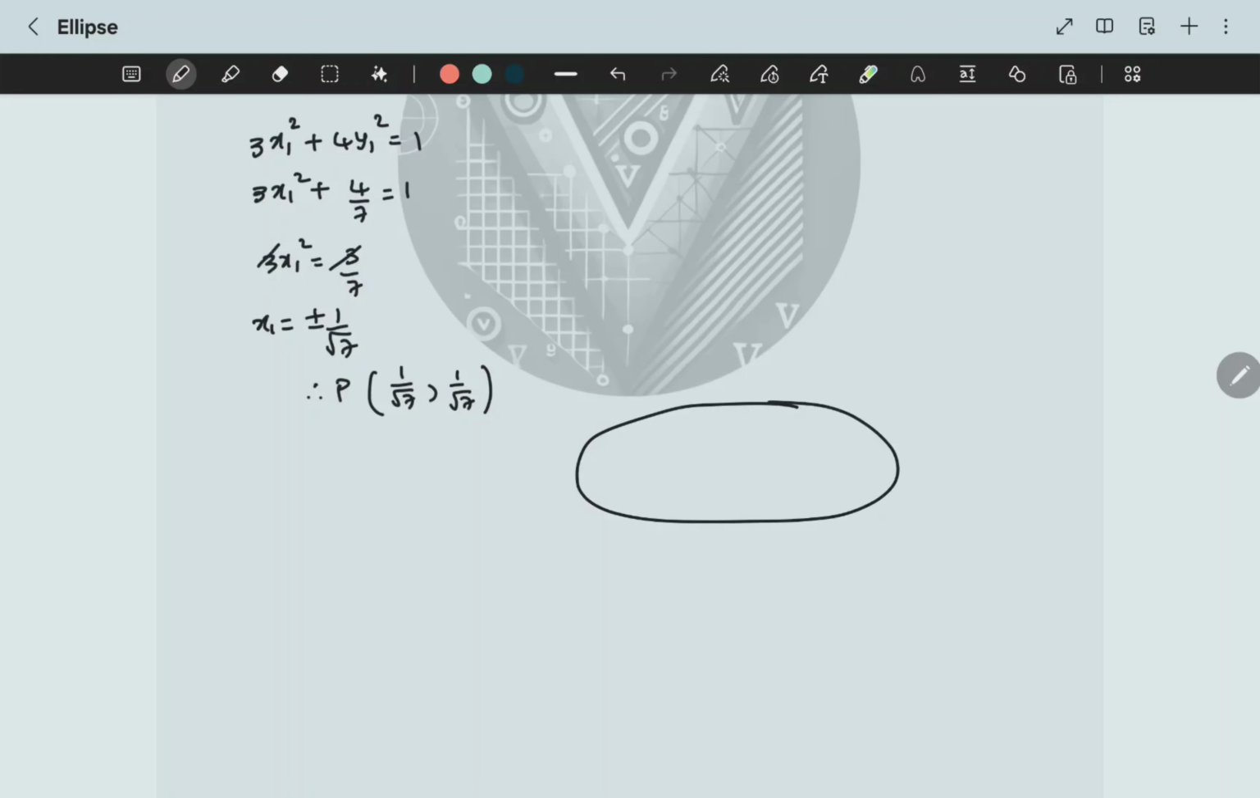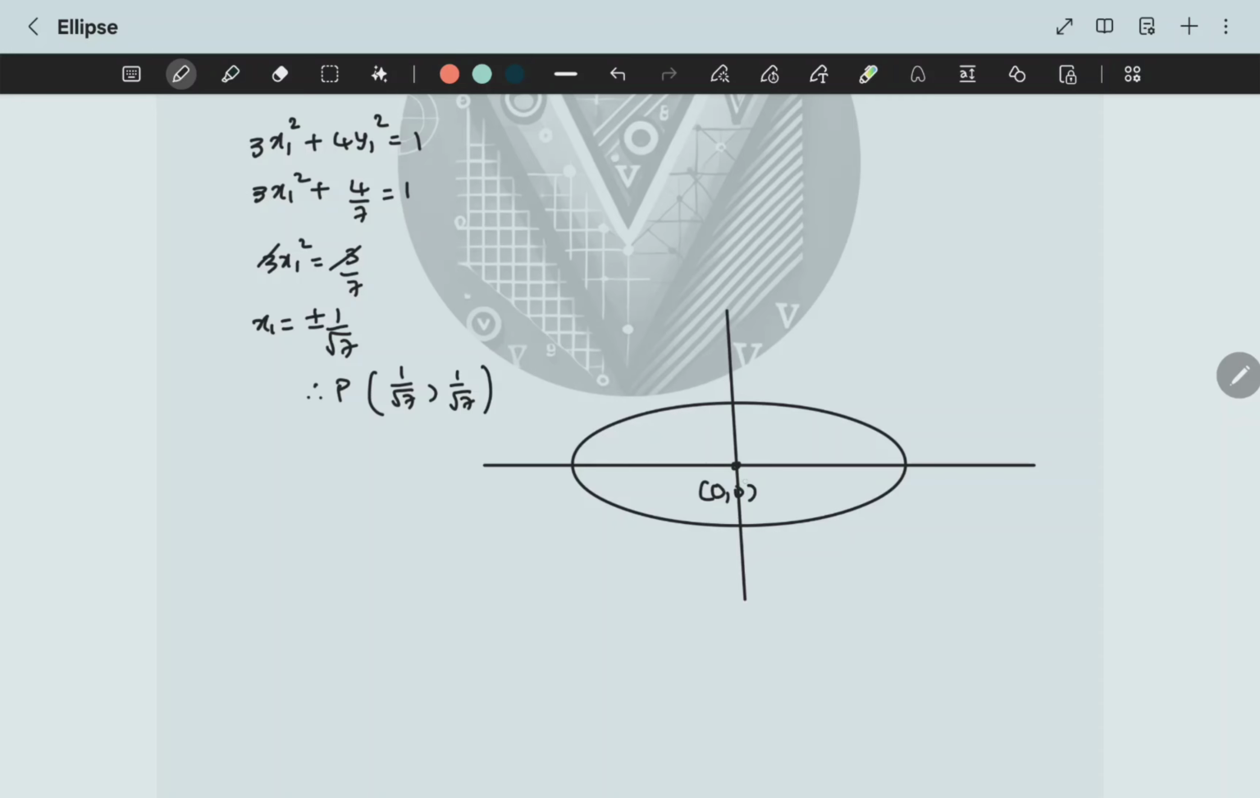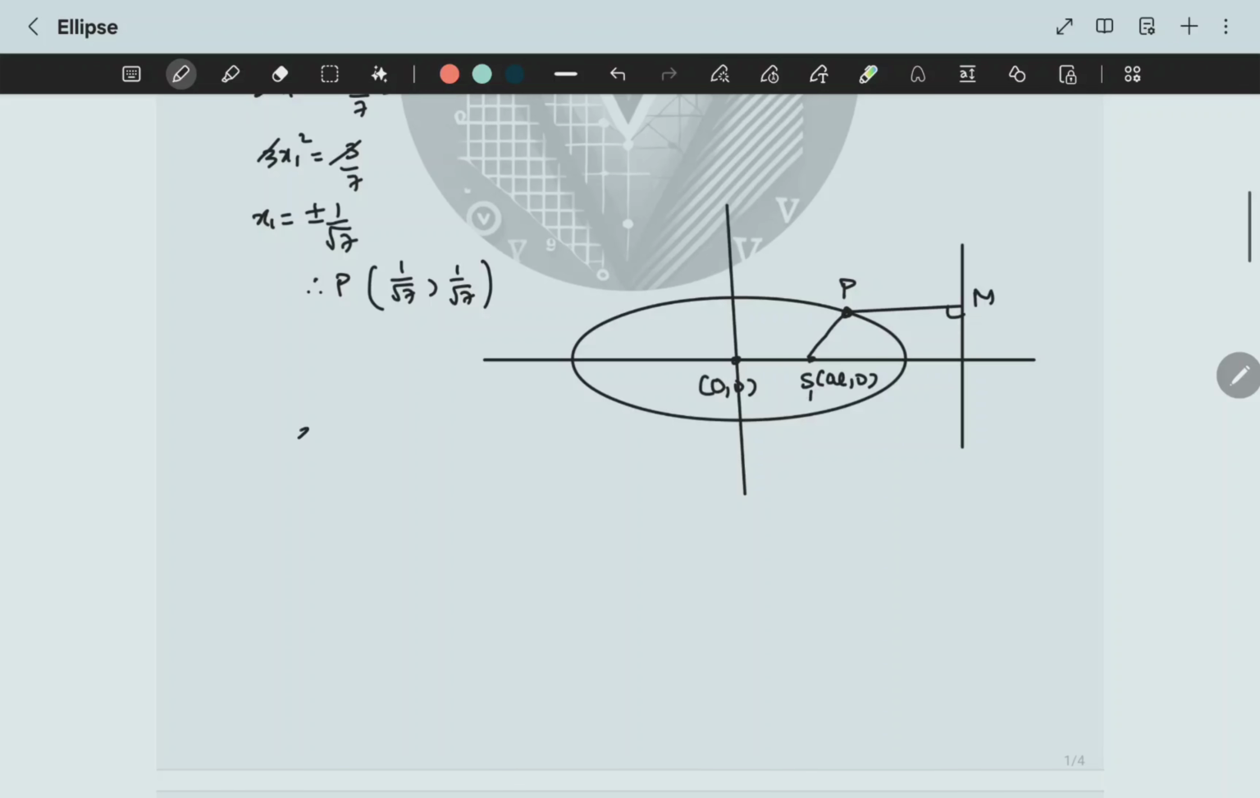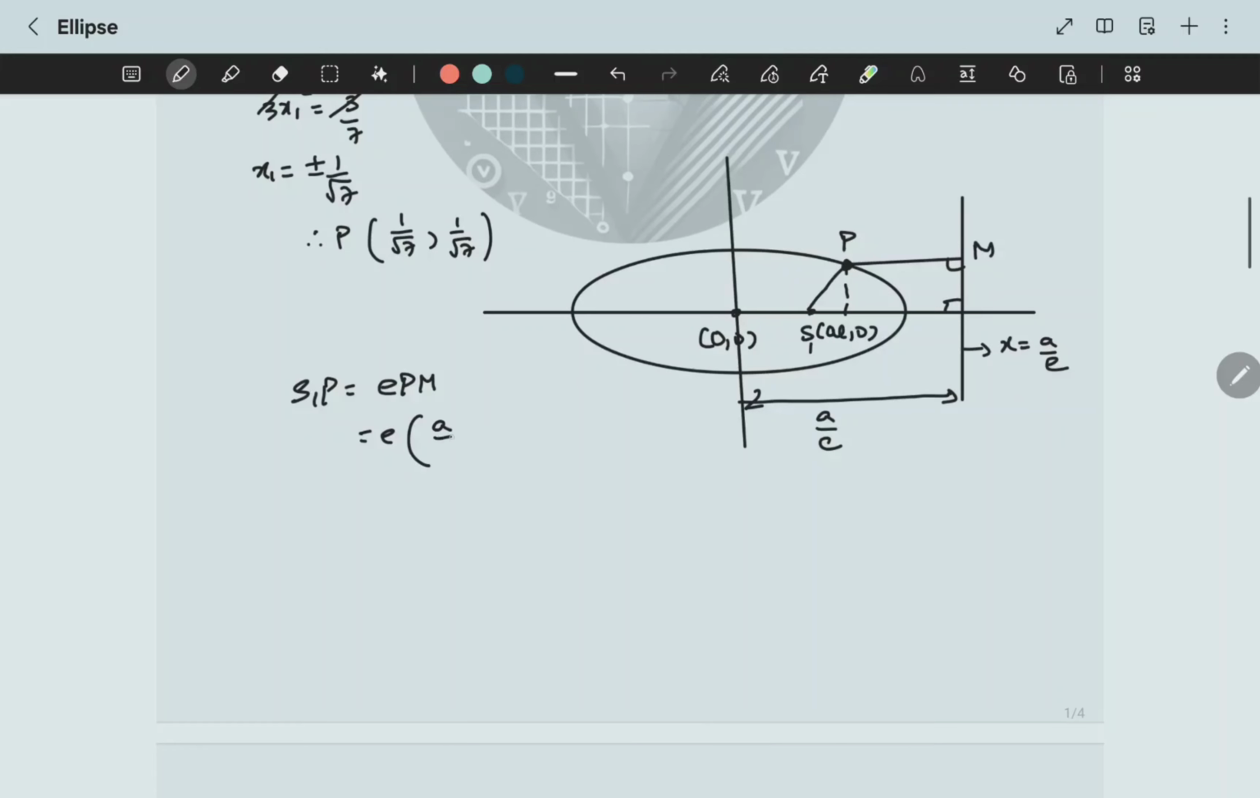Now we have to find the focal distance. See, this is the ellipse, this is the vertex, this is the center, the coordinates of the focus are ae comma 0, and this will be the equation of directrix. By the definition of a conic section, SP equals e into PM. Let us say this is S1. S1P equals e into PM, and the equation of directrix is x equals a divided by e. So PM is this distance, a by e, minus this distance, x1. So we can write this as a by e minus x1, and S1P is a minus e x1.